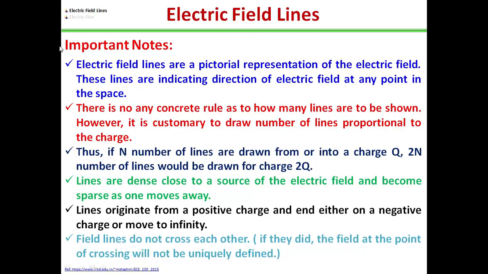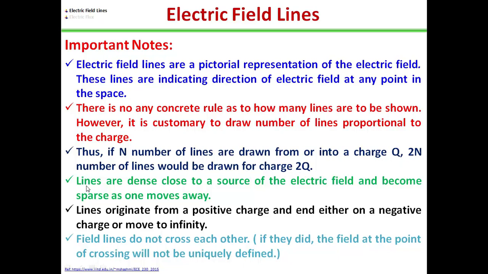So, the electric field lines are nothing but a pictorial representation of the electric fields. These lines indicate the direction of the electric field at any point in space. There is no specific rule to show how many lines are to be shown in the pictorial view. However, it is customary to draw a number of lines proportional to the charge. Thus, if n lines are drawn from or onto a charge q, then 2n lines would be drawn for charge 2q.